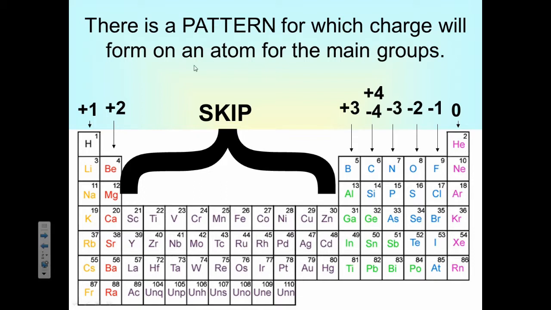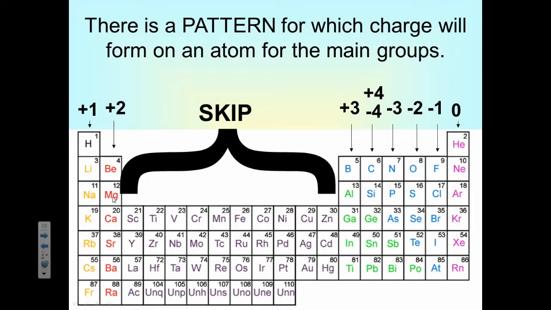So there's a pattern on what charge these atoms will form. So for example, everything in group 1A, they would all like to lose 1 electron. So when they lose that negative charge, they're going to have more protons than electrons by 1. That means their overall charge will be a +1. All of these want to lose 2 electrons. So they form a +2 charge.